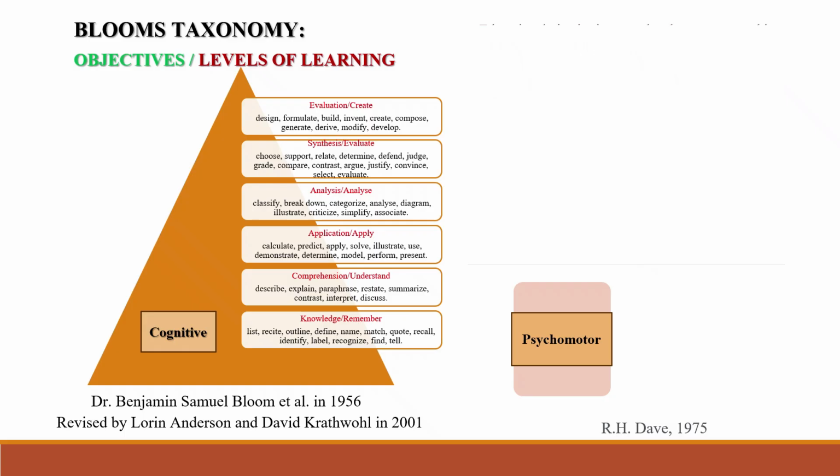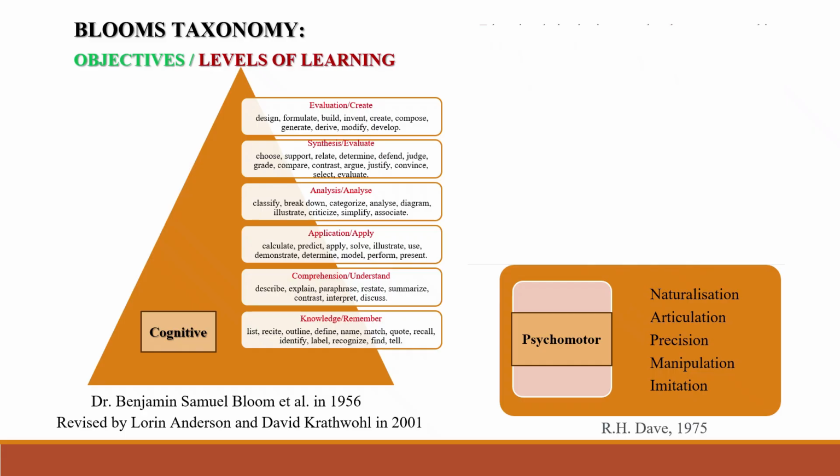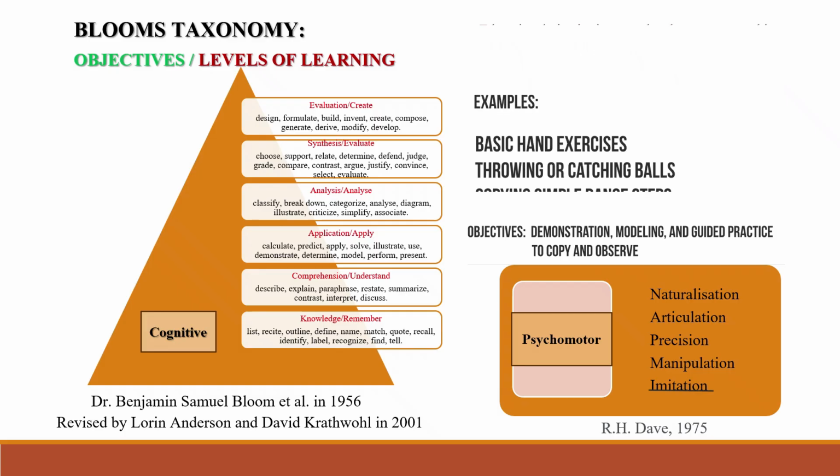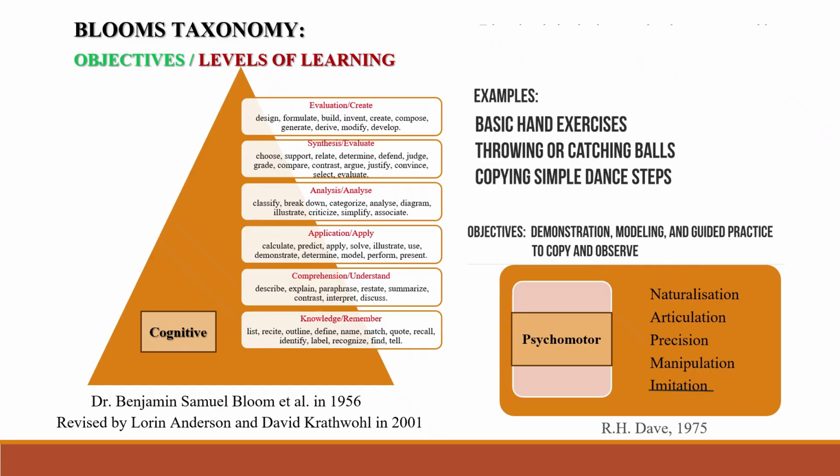There are various models out there to describe the psychomotor domain, but my personal favorite is the one proposed by Dave in 1975. It includes 5 levels. The lowest and the first level is imitation. The objectives are demonstration, modeling, and guided practice. Here, the educators let learners observe and copy basic motor activities demonstrated by them with guidance. It helps to develop sensory awareness and basic coordination. For example, basic hand exercises, throwing or catching balls, copying simple dance steps.